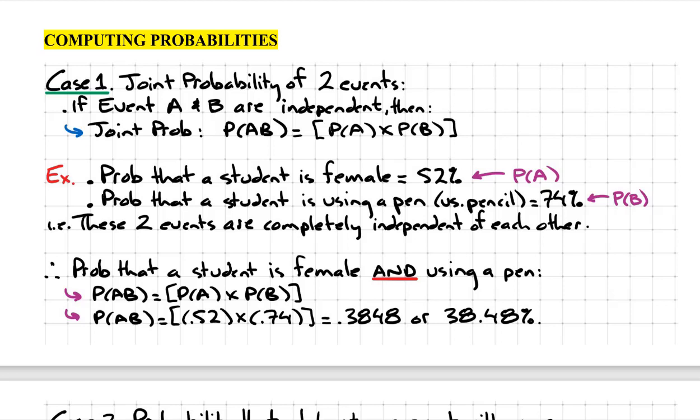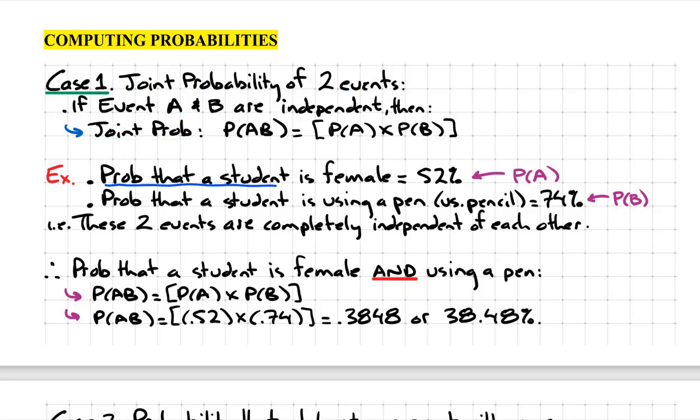Computing probabilities. Let's look at the first scenario. We're going to be looking at the joint probability of two events. Now, if the two events, A and B in this case, are independent, then we can find the joint probability, in other words, the probability of both of them occurring together, as the product of their separate probabilities. Let's illustrate with an example.